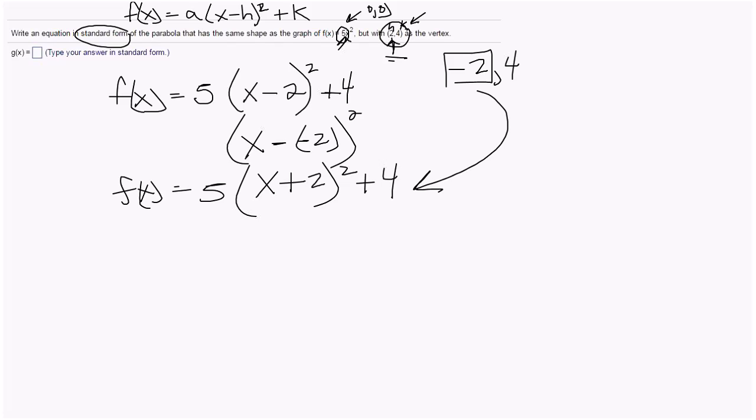TJ, any more for me for that one? I'm chomping at the bit to do this difference of cubes. But I don't need to do that. I can leave that to the end.